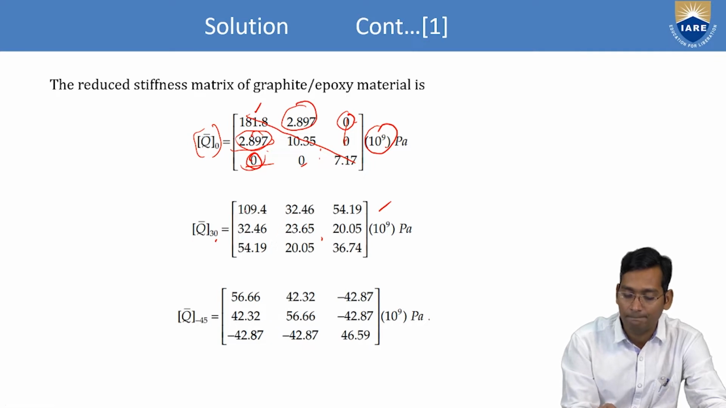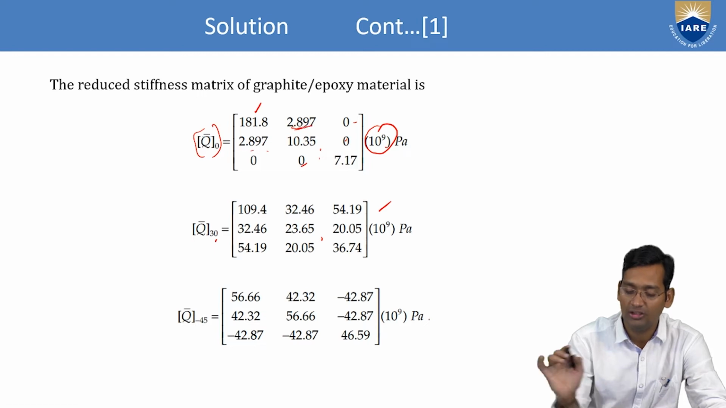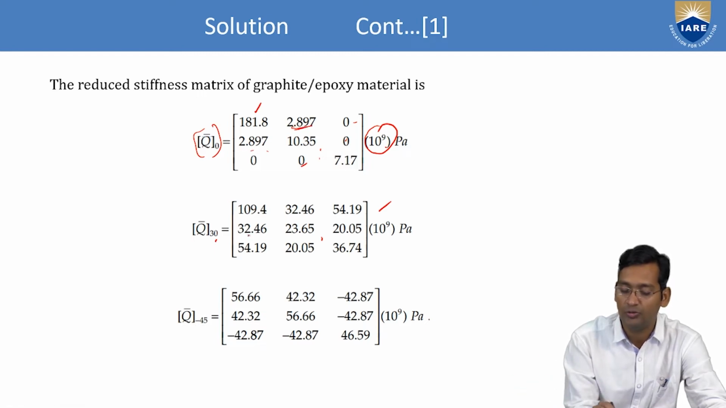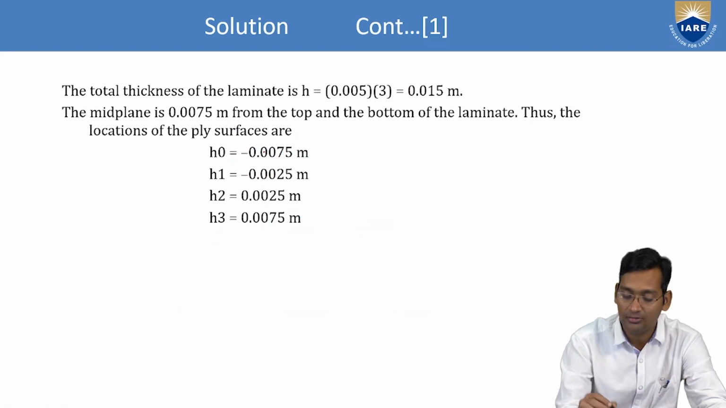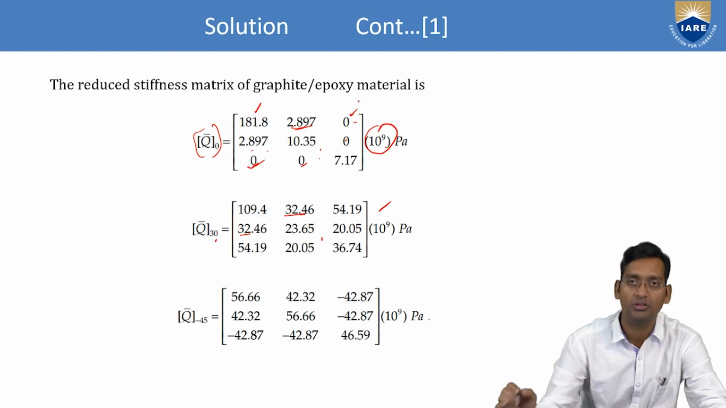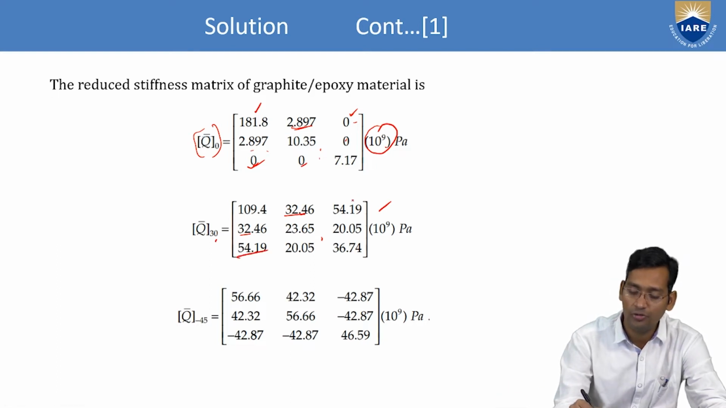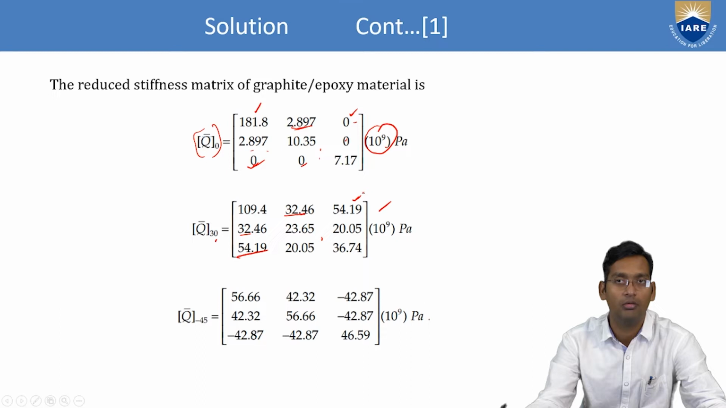Let's see. Okay, this is changing just the diagonal one. Now 32.46 here, 2.897, so here also 2.897. Here 32.46, here 32.46. Okay, next here it is 0. Then you can see that the opposite diagonal at this top is also 0. In this case, here it's 54.19, then here also it's 54.19.